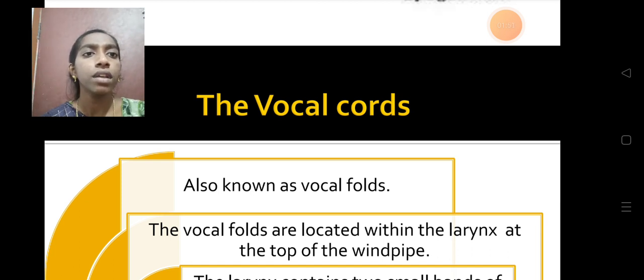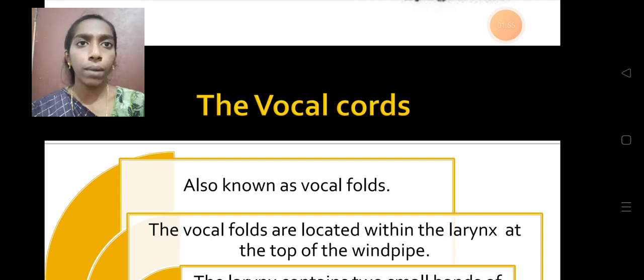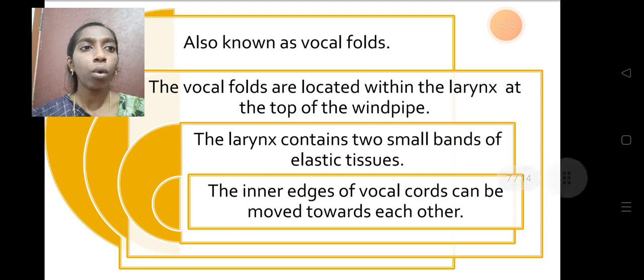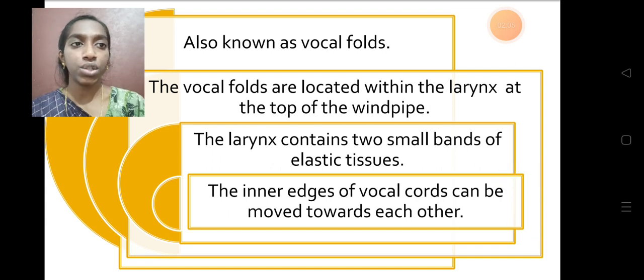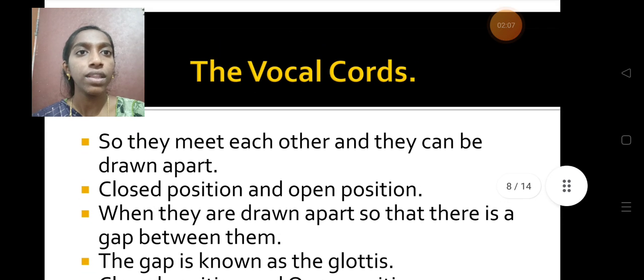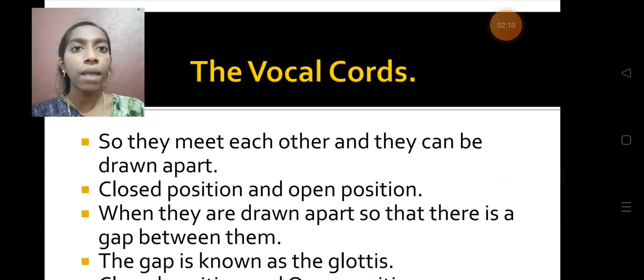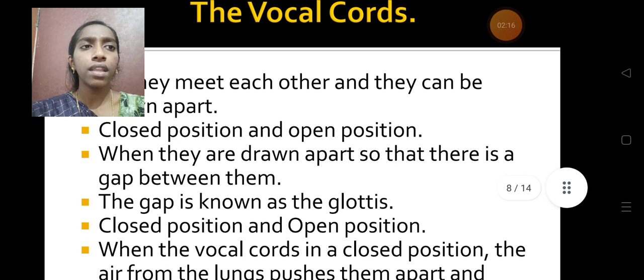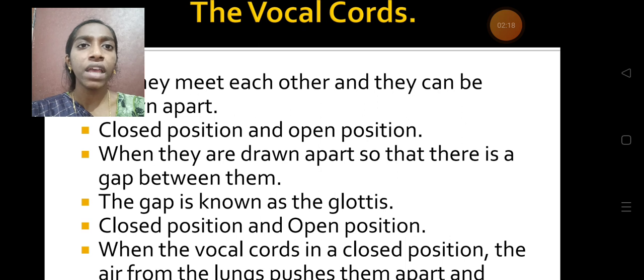The vocal folds are located within the larynx at the top of the windpipe. The larynx contains two small bands of elastic tissues. The inner edges of vocal cords can be moved towards each other, so they meet each other, and they can be drawn apart. Closed position and open position. When they are drawn apart so that there is a gap between them, the gap is known as the glottis. Closed position and open position.